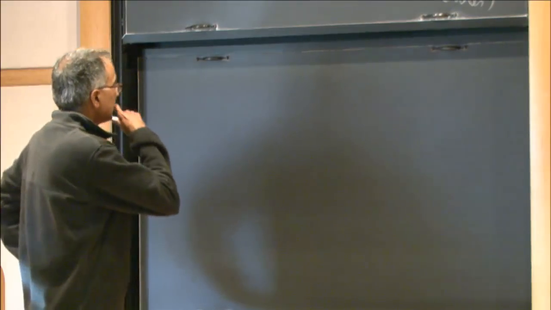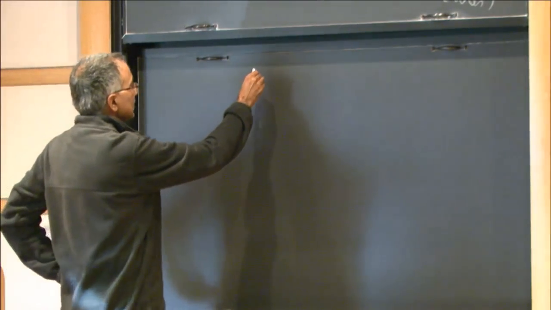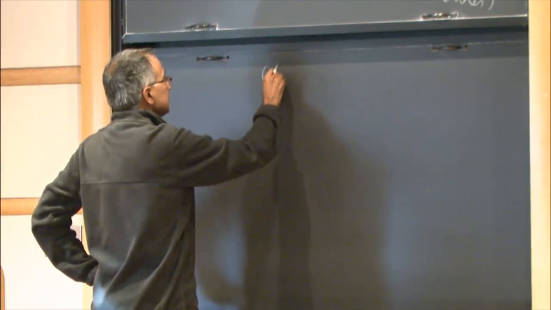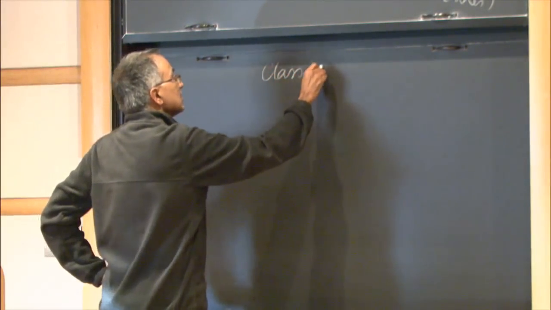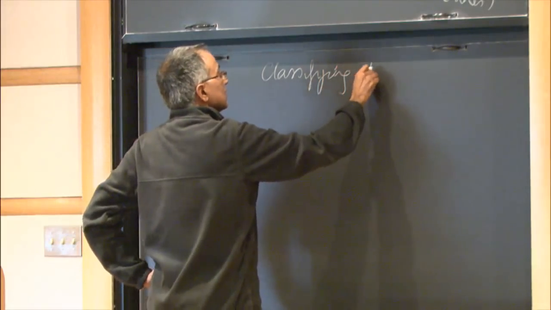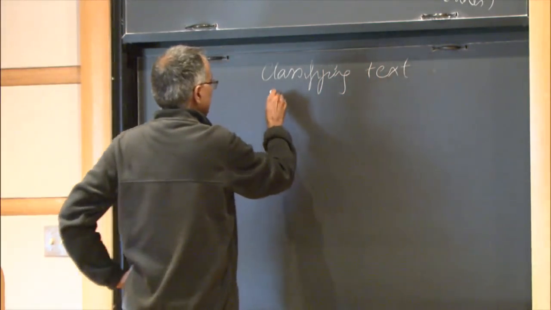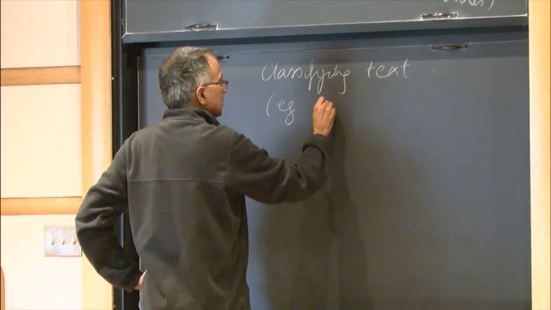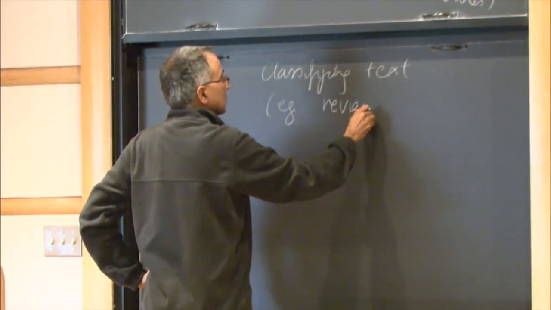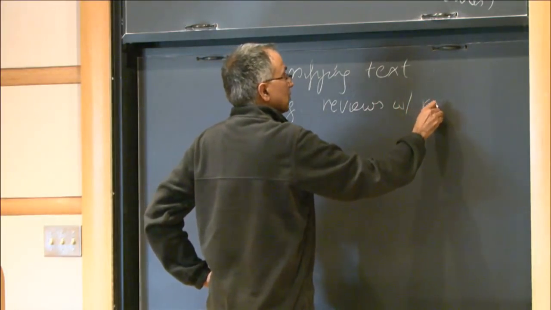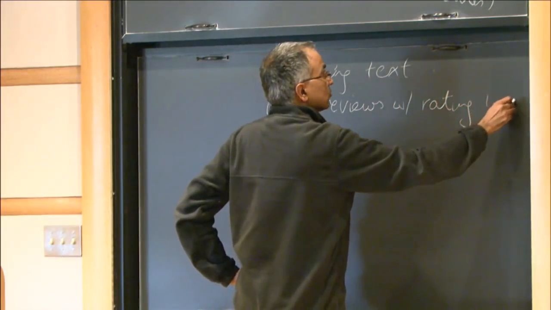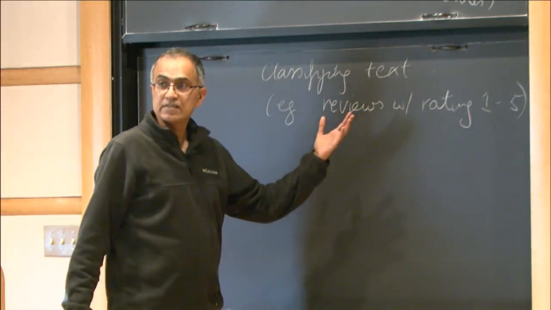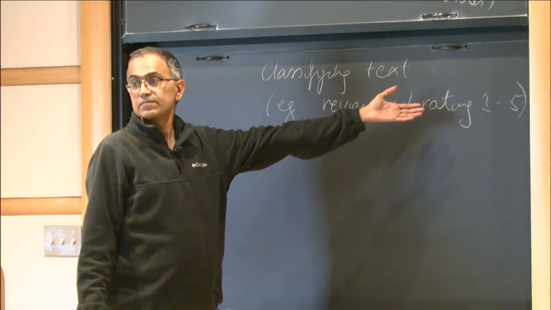Yeah. Okay. So here's an example that I did in my popular talk last month, which was classifying text. So, e.g., reviews, Amazon reviews, say, 1 through 5. So you're given the text, and you have to predict the rating.